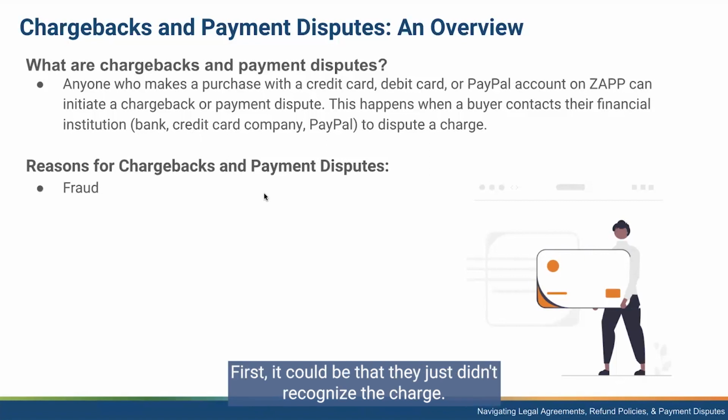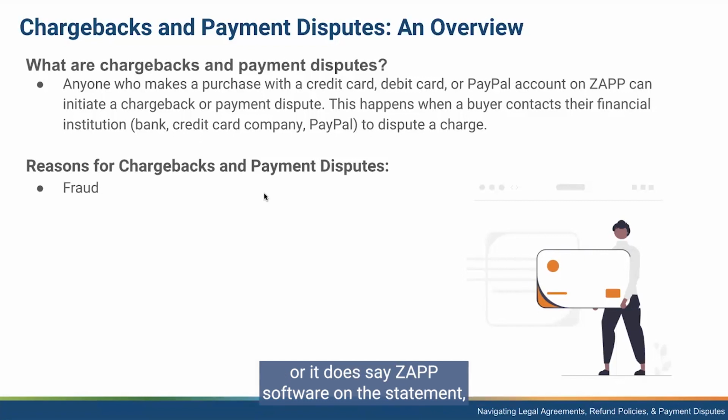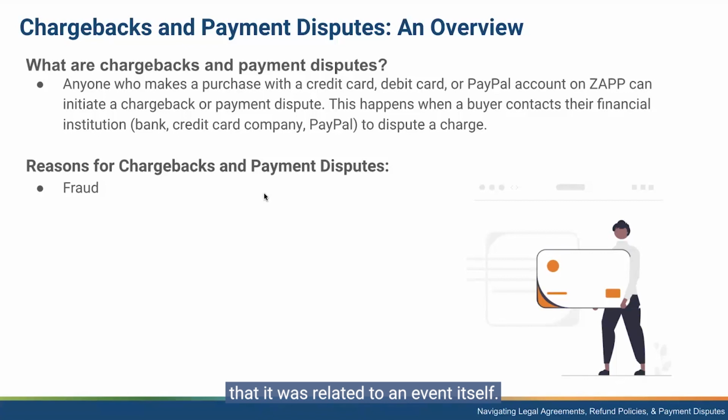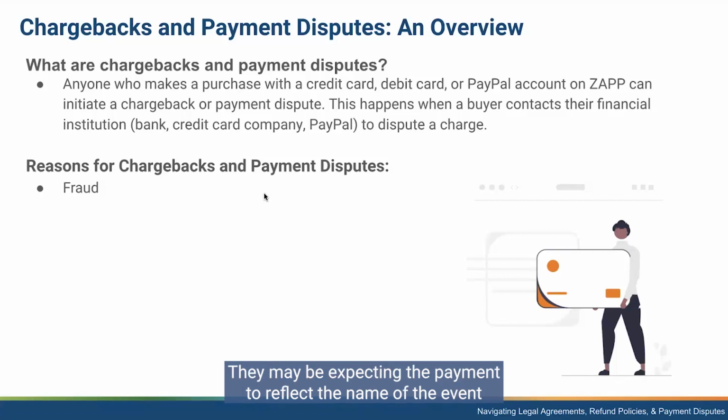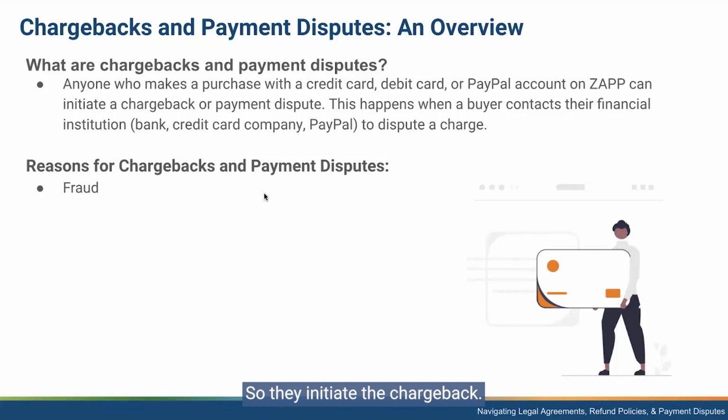First, it could be that they just didn't recognize the charge. They're going through their statement and they don't know what ZAPP means, or it does say ZAPP software on the statement, but they might not recognize that, or they might not remember that it was related to an event itself. They may be expecting the payment to reflect the name of the event they applied to, not ZAPP, and they recognize that as fraud, so they initiate the chargeback.